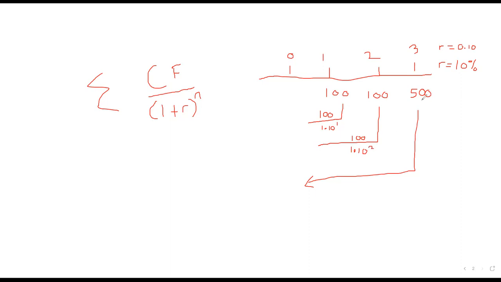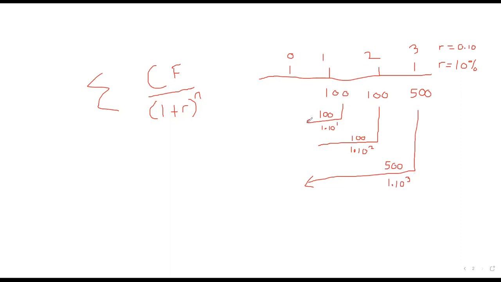Then the selling price of the firm is 500. So we're going to put this 500 over 1.1 to the power what? To the power 3, because this is at the end of the third year.